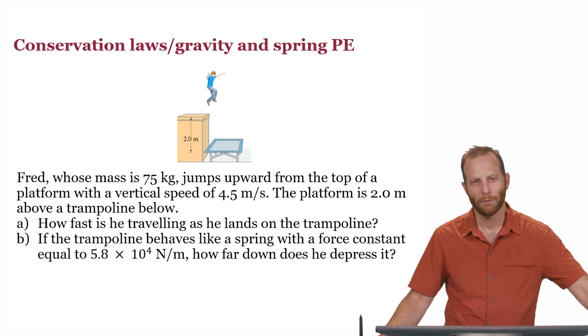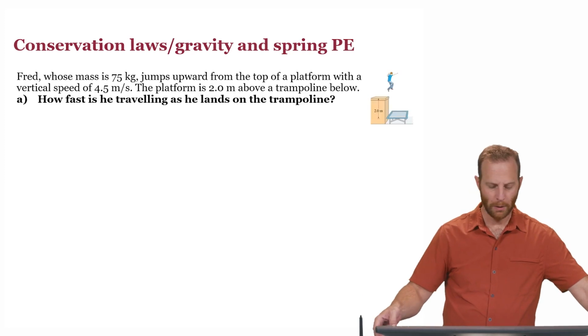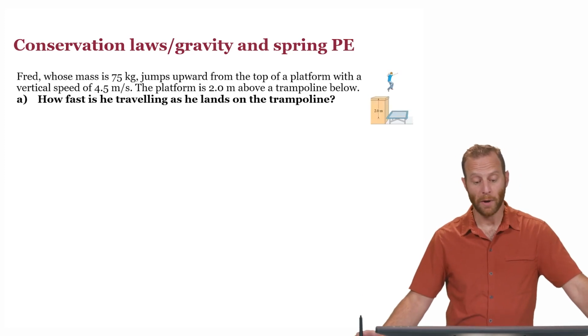All right. Fred, whose mass is 75 kilograms, jumps upward from the top of a platform with a vertical speed of 4.5 meters per second. The platform is 2 meters above a trampoline, which is below. And we're going to answer some questions. So first of all, how fast is Fred traveling when he lands on the trampoline?